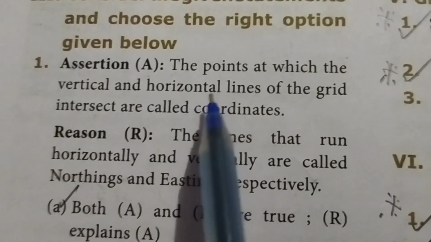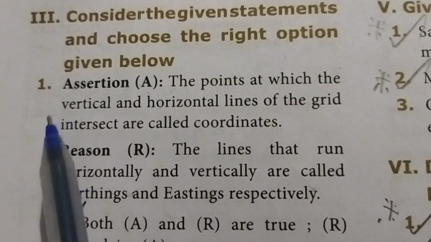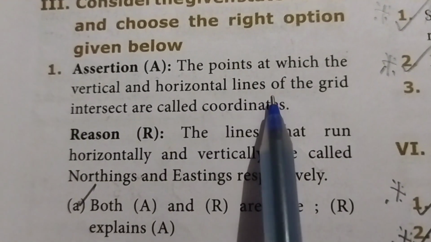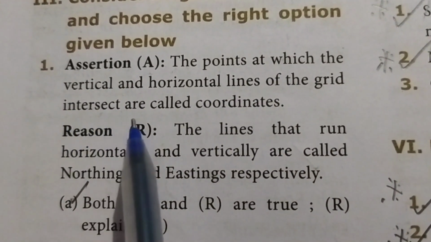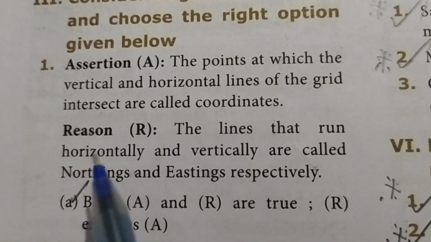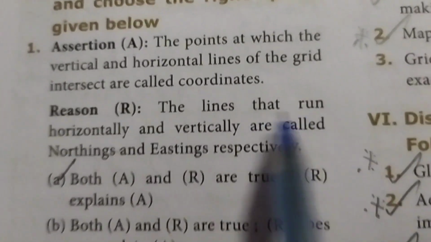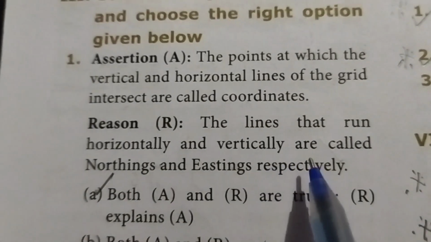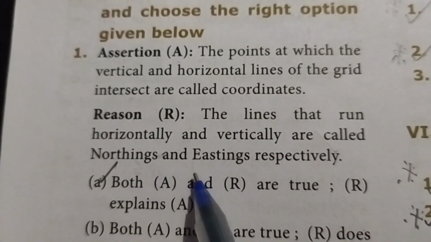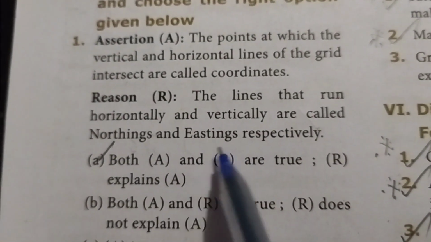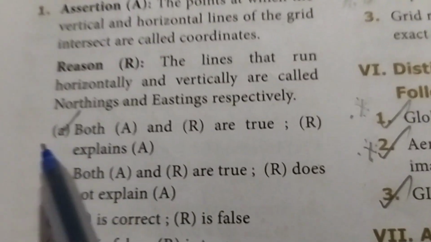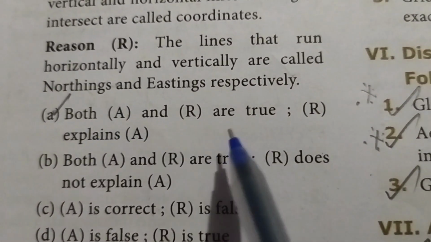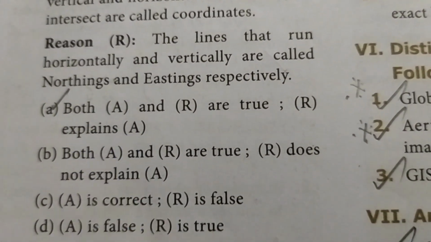Roman letter 3, consider the given statement and choose the right option given below. First one, assertion. The points at which the vertical and horizontal lines of the grid intersect are called coordinates. Reason, the lines that run horizontally and vertically are called northings and eastings respectively. Answer, option A, both A and R are true, and R explains A.